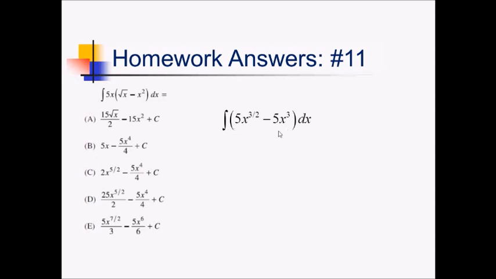And now we're just going to go term by term and use our reverse power rule. For this first one, we can bump the exponent up to 5/2, and then we have to multiply by the reciprocal of 2/5. 5 times 2/5 is just 2, so we have 2x to the 5/2. Next, this bumps up to a 4. Dividing by 4, we have negative 5/4 x to the 4. And of course, we have the plus c, which gives us answer choice C.